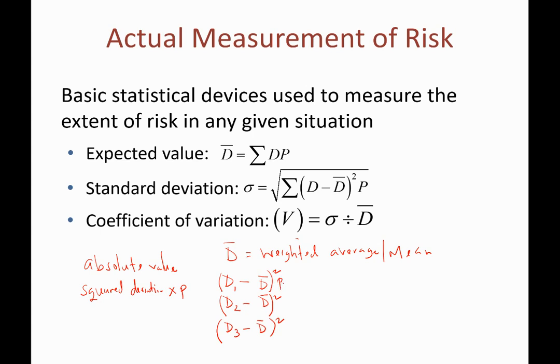So probability 1, probability 2, probability 3, you multiply each by its related probability. And then you sum the values together. So you have all your deviations, squared, multiplied by their probabilities. You sum all the values together and you find the square root. This gives you the standard deviation.